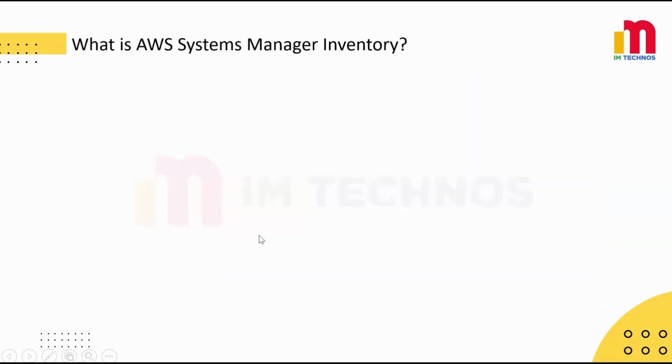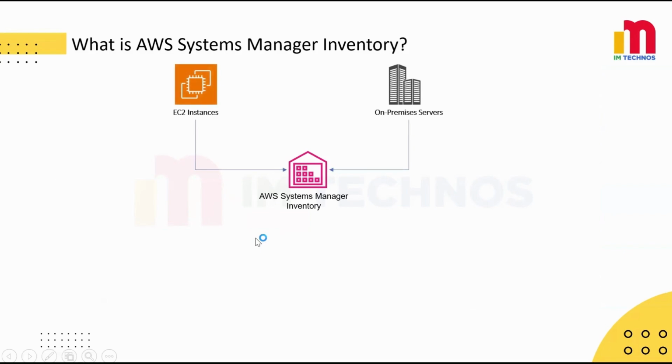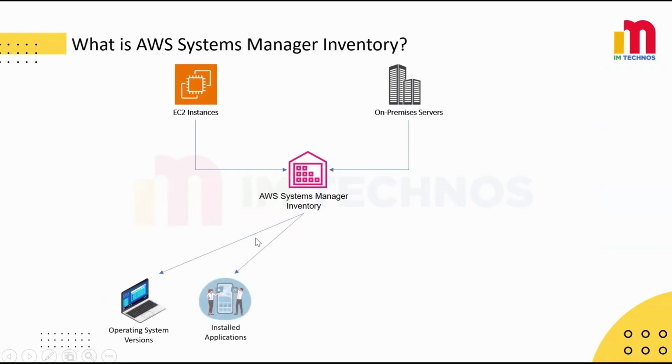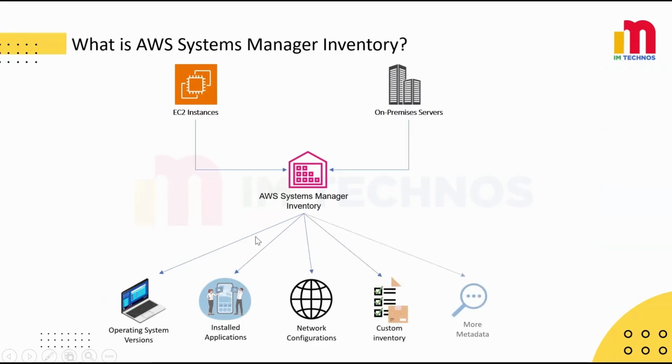So what exactly is AWS Systems Manager Inventory? It's a feature that automatically collects metadata from your AWS resources and on-premises servers when enabled. It gathers information such as operating system versions, installed applications, network configurations, custom inventory data, and much more. And the best part is, you don't need to log into individual instances to access this information. It's all centralized for easy viewing.